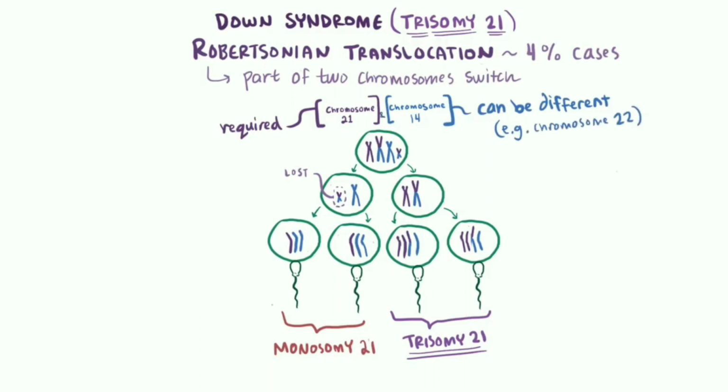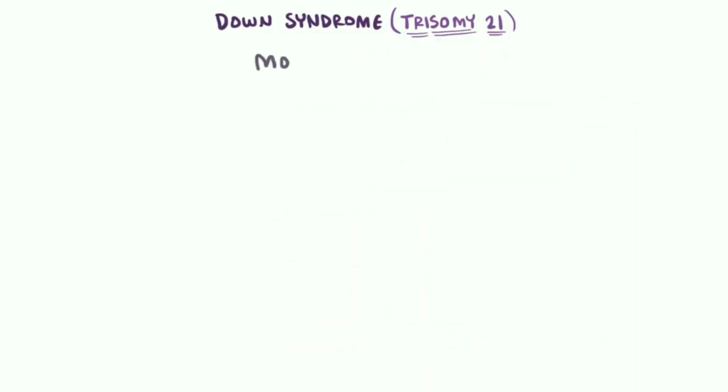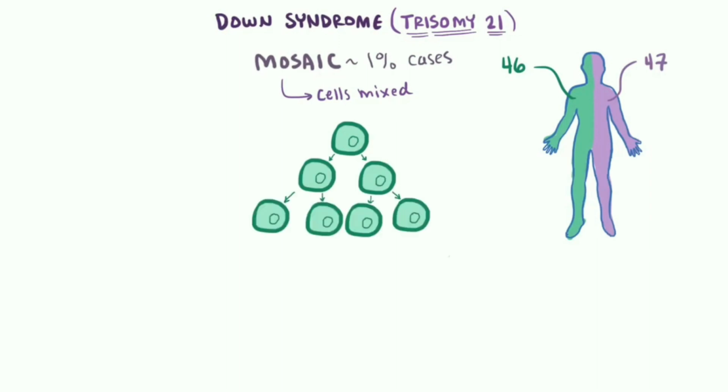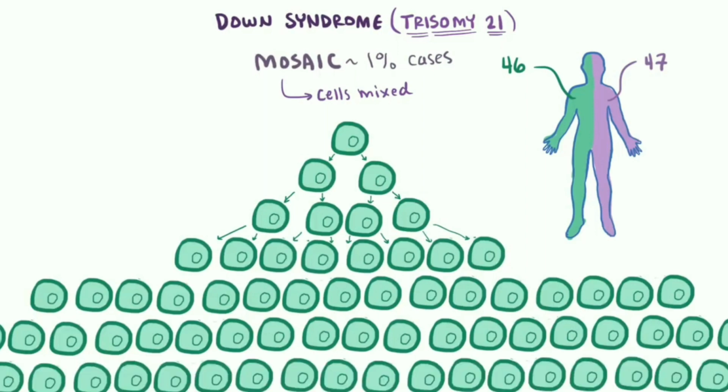Finally, about 1% of patients are mosaic, meaning their cells are mixed, and some have 46 chromosomes and some have 47. How does this happen? Well, let us think about what happens after conception. You have this one cell called the zygote that needs to develop into a human. Since we are not single-celled organisms, it has to divide over and over again, essentially producing every kind of cell in the body. Each of these divisions is called mitosis.